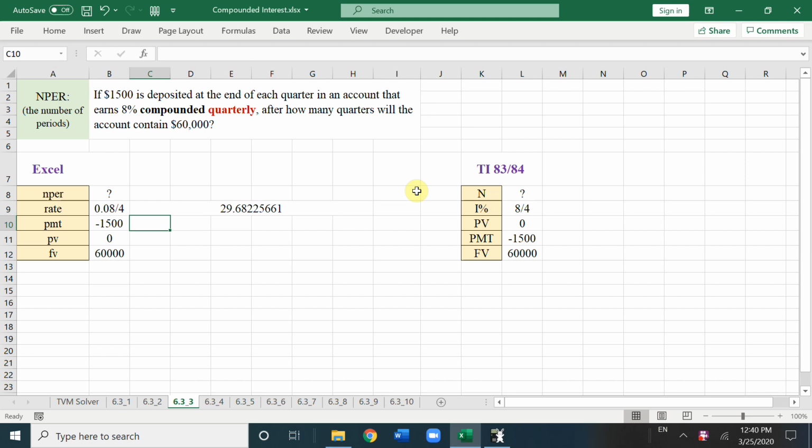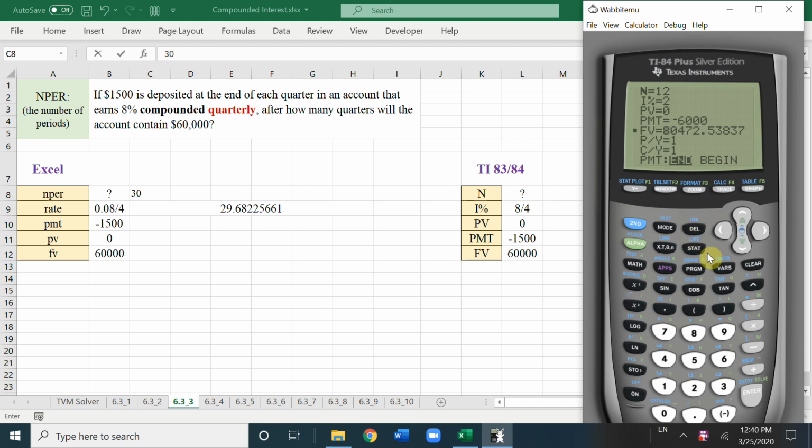So enter. You could round to 30 quarters. And for the calculator, after inputting all the numbers, we cover this 0, alpha, enter. So you see, rounding to 30 quarters.